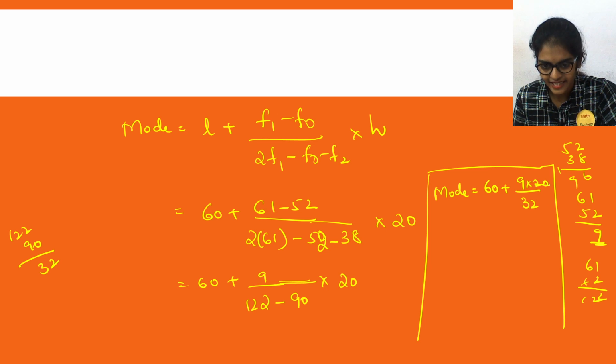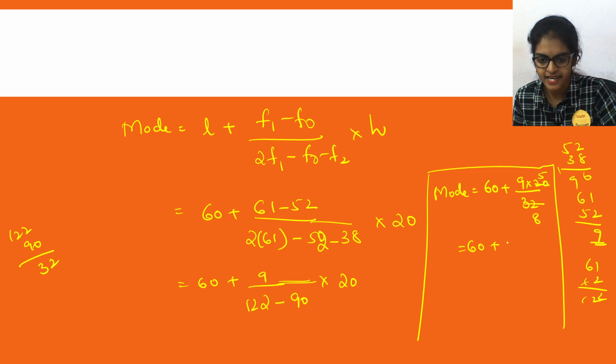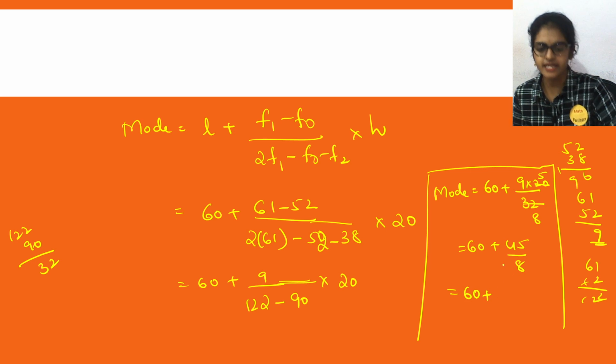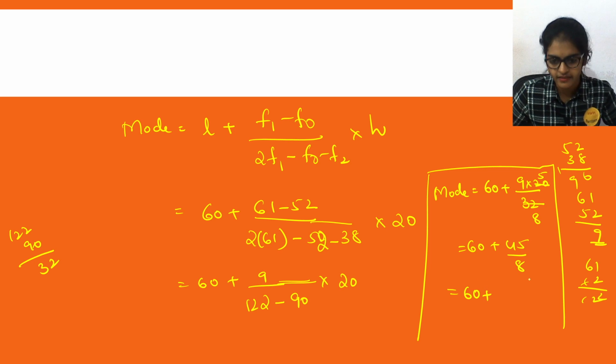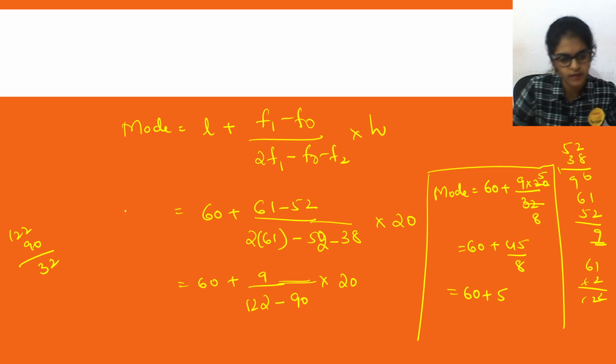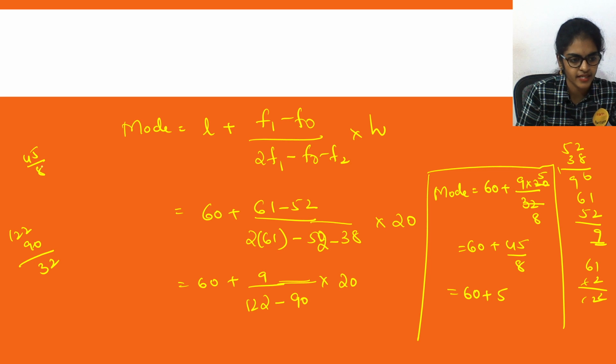So I can write 4 5s are 20, 4 8s are 32. So that is equal to 60 plus 9 5s are 45 divided by 8. That is equal to 60 plus 45 divided by 8 now. Okay, so let us write the value. So 45 divided by 8: 8 5s are 40, and I have a 5 as a remainder.